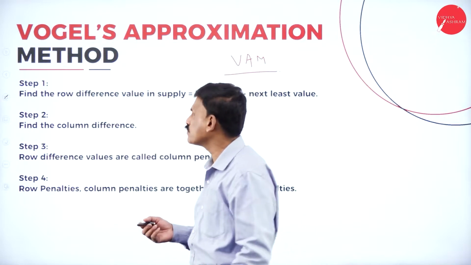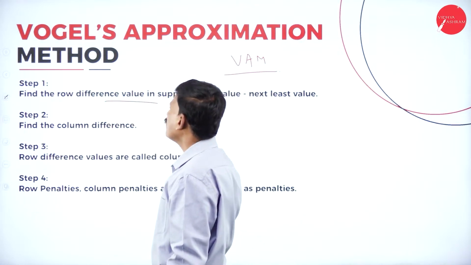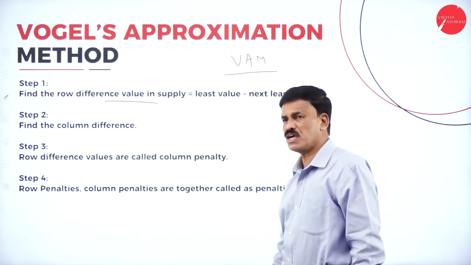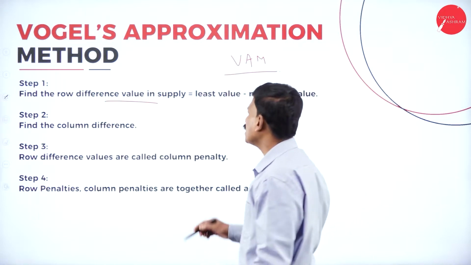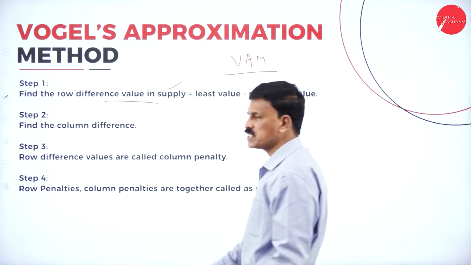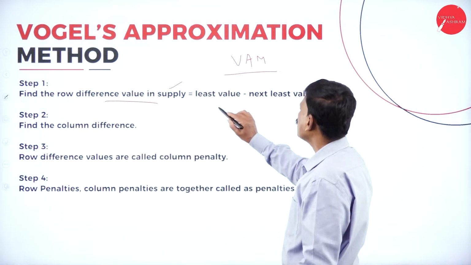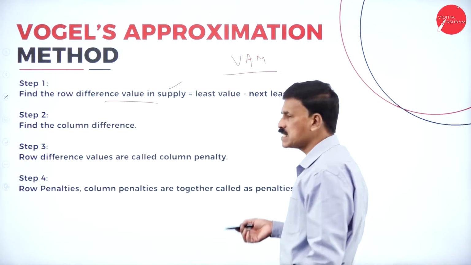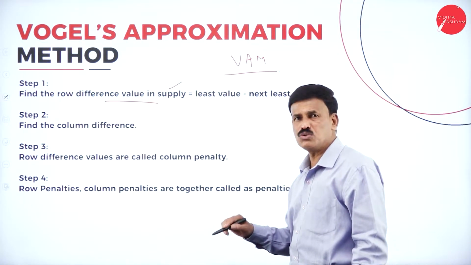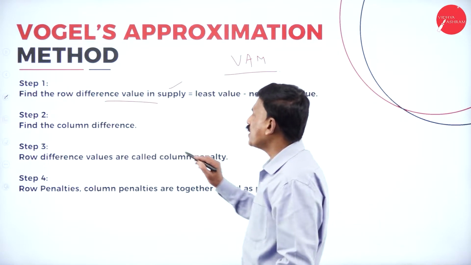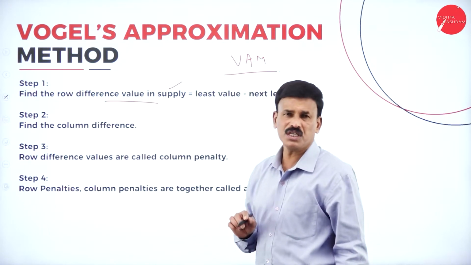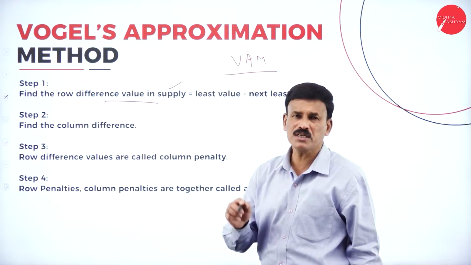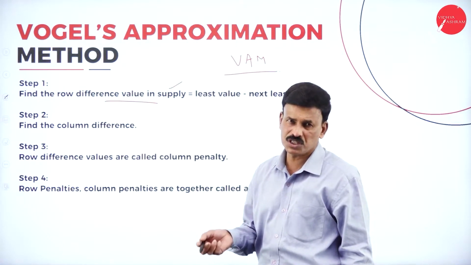Now let me explain in detail. First find the row difference value. The row difference value is the least value minus the next least value, the difference between the two least values. So first find the row difference, which is the difference between the first two least values.